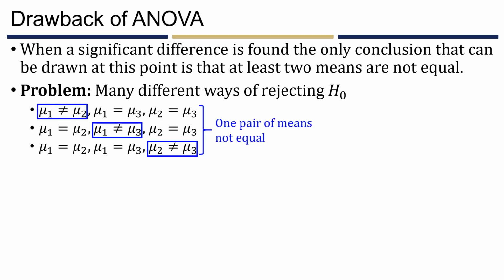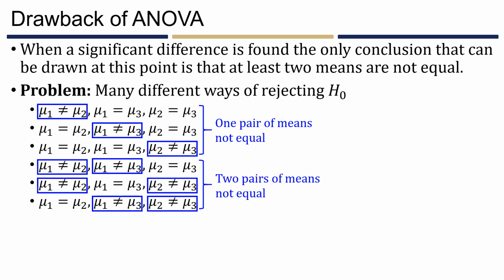Consider this first set of situations. We could have a situation where one pair of means is not equal, but the other 2 pairs are not significantly different from one another. We could have a situation where exactly 2 pairs of means are not equal to one another, but the other pair does not exhibit any significant difference. Or we could have a situation where none of our means are equal to one another. All 3 of them are significantly different. This gives us 7 different possible ways that the null hypothesis could be rejected, and that's only with 3 means. This number is only going to grow exponentially as we compare more and more means.